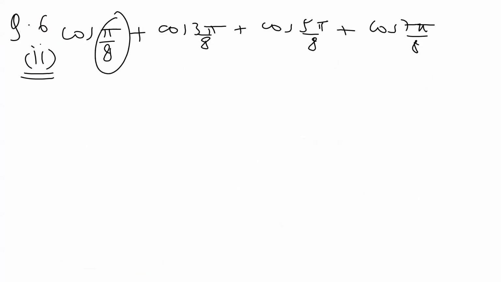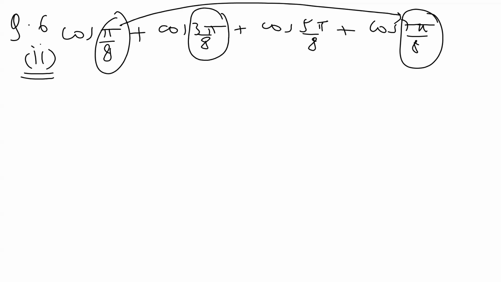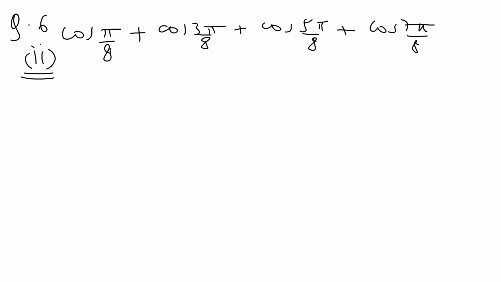Okay, now pi and 7 pi by 8. If you add pi plus 7 pi, it will give you 8 pi. Down there is the same number. Similarly over here, 3 plus 5 is equal to 8. So we have to group the first and the last term, second and the third term. Okay, and then that pi minus thing we'll try.